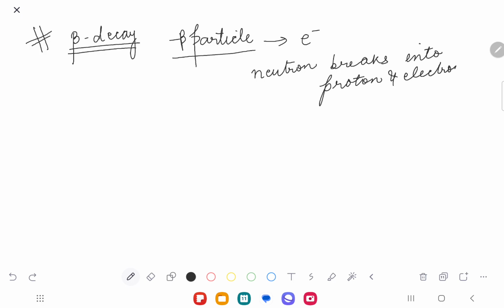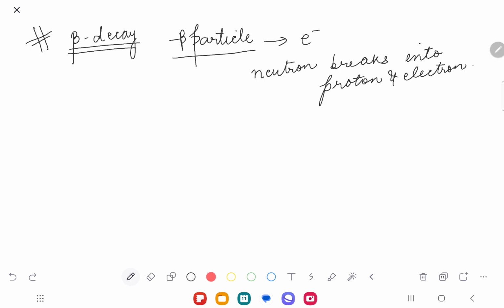Similarly, if you are talking about beta decay, I told you that a beta particle is nothing but an electron. That electron is produced when a neutron breaks into a proton and an electron. You understand? So that is beta decay.